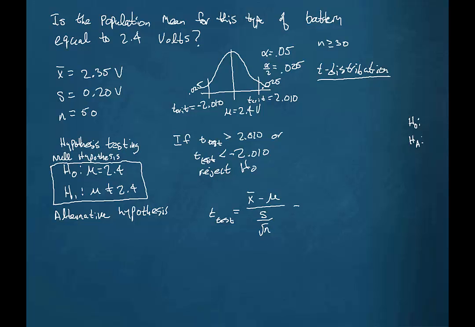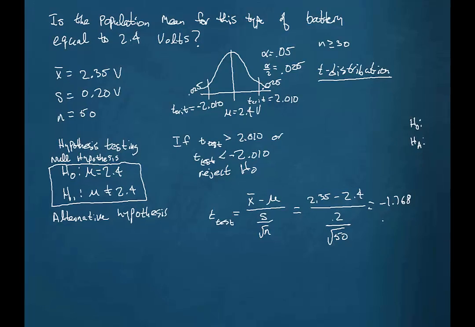And in calculating this, then, we find 2.35 minus 2.4 divided by 0.2 divided by the square root of 50. And we're going to find that to be minus 1.768 if we round to 3 decimal places as we did with our critical value. We can use the calculator to do this, or we can use StatCrunch.